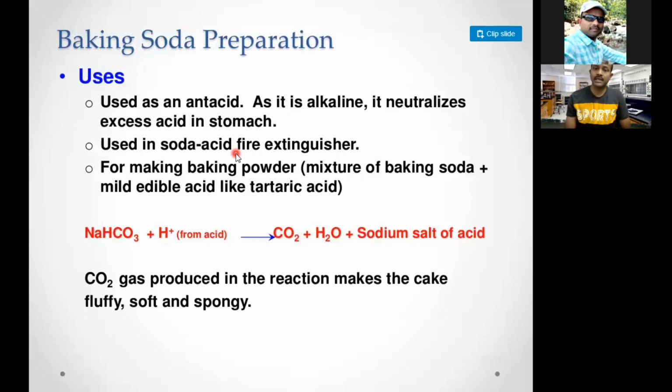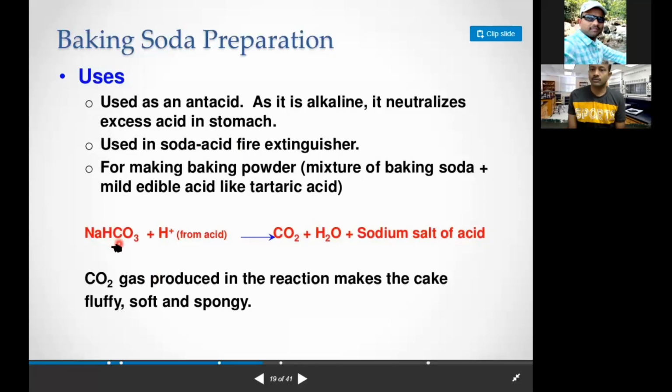Where do we use this baking powder? In cakes, to make the cakes fluffy, soft and spongy, we use this baking powder, right? So suppose this is the baking soda, sodium bicarbonate, and you are adding an acid that consists of H plus ions, then what will it give? It releases CO2 gas, H2O and the sodium salt of the acid.